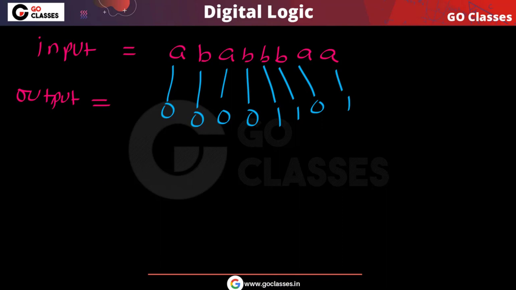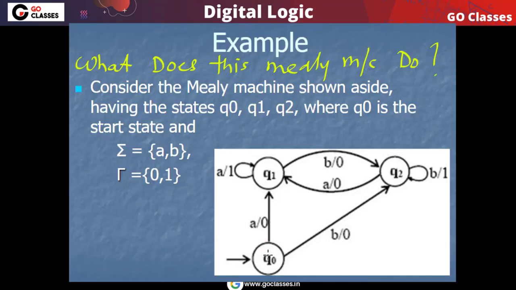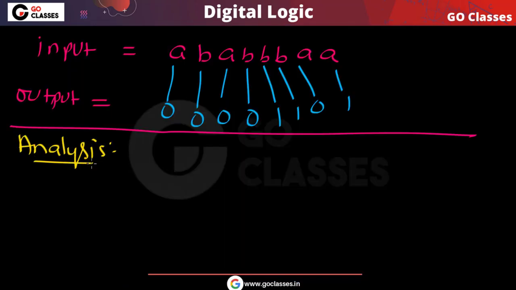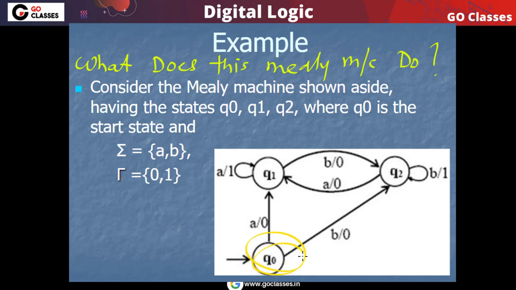Let me tell you, this is the initial state. You can notice for the first symbol, whether the first symbol is A or whether the first symbol is B, we are printing 0. Can you notice that? What is this machine doing? Let me do the analysis. You can notice one thing. In the initial state, the first symbol can be A or B, the output will be 0.